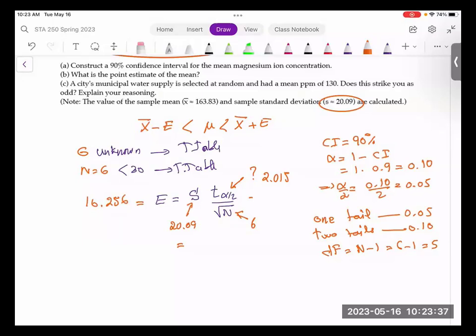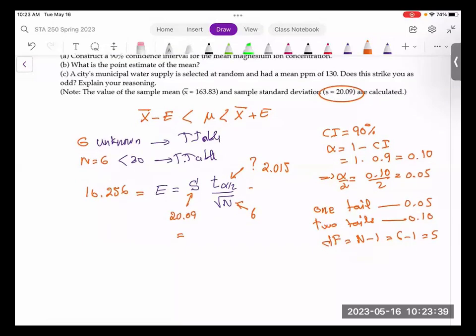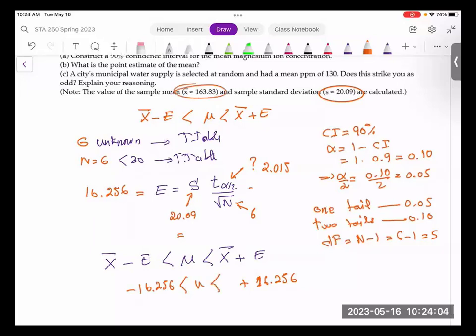Yep. We go back to the formula. So the confidence interval, the mean, is going to be between the X bar plus the error and the X bar minus the error. Knowing the error is going to be 16.256 here. The mean is right here, 163.83.